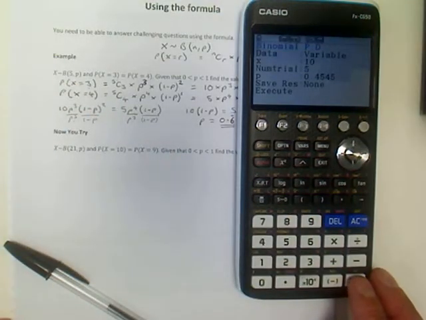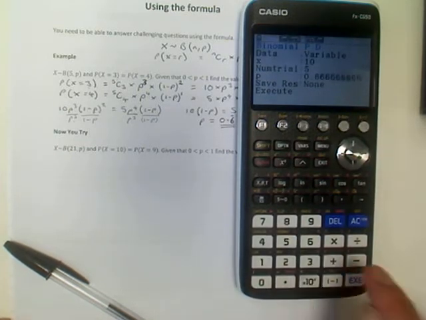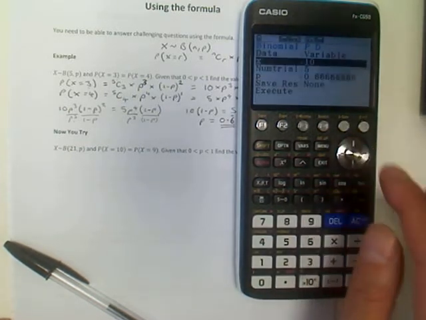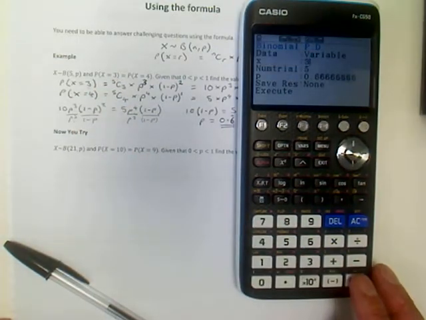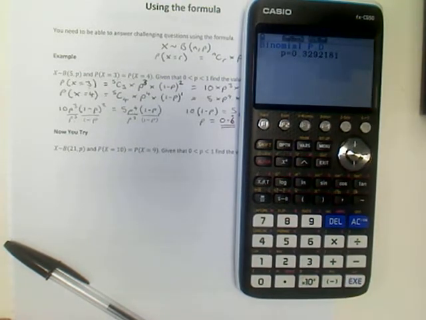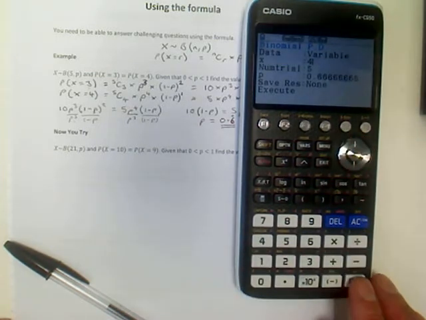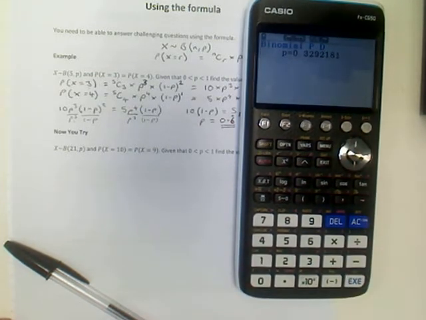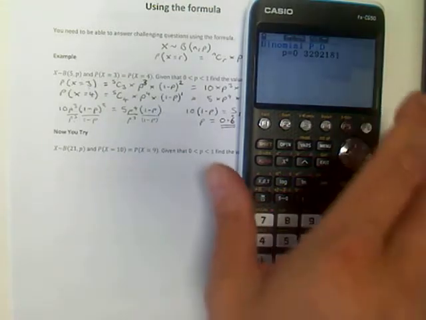I'm going to type in my probability of 0.6666666, and I'm going to check what the probability for it being equal to 3 is, and I get 0.3292. Just remember that number. I'm going to type in 4, and I get exactly the same number. So that seems to be the right answer. That's a nice little check.